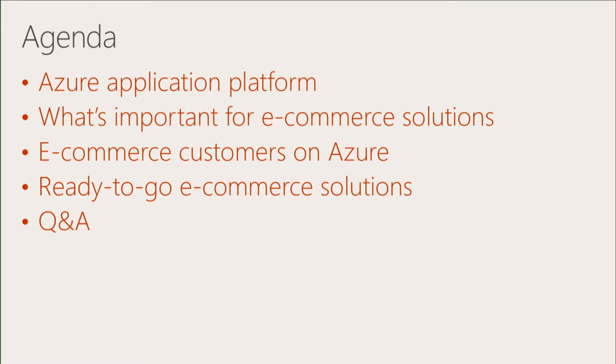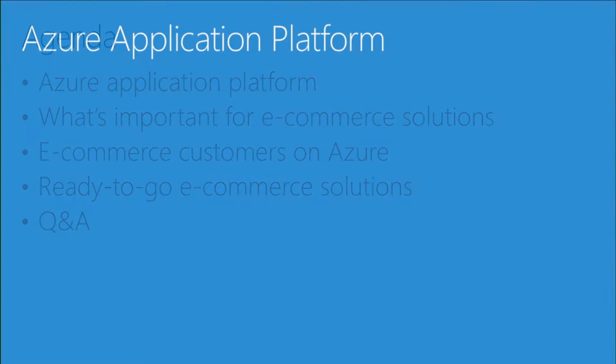Then we'll look at what is important to think about from an e-commerce point of view as we think about the specific needs of an e-commerce platform, the specific needs of the end user of that platform, and also the developer of the platform. We'll take a look at some customers who are doing e-commerce on us today. And then I'm going to dive into some ready-to-go solutions for e-commerce that you can actually take today. I'll walk through a number of architectures and do a couple of demos to show you some of the ways that you can deploy them. And then hopefully we'll have time for some Q&A at the end.